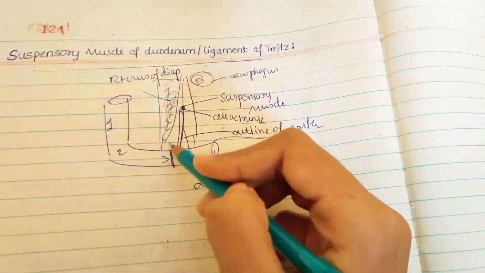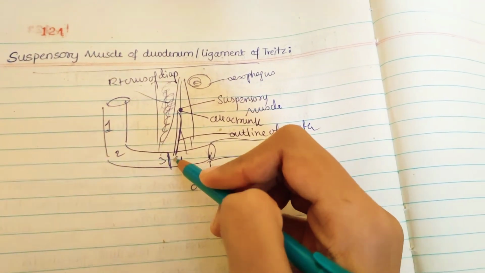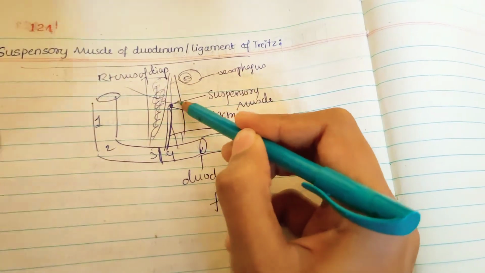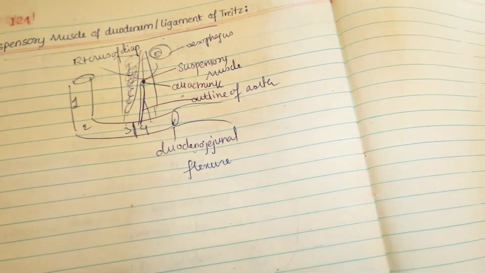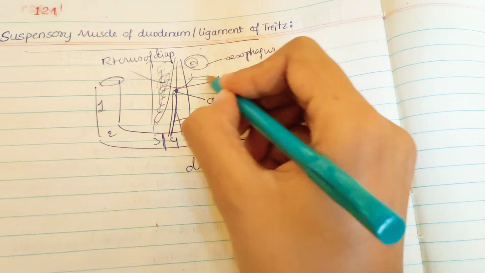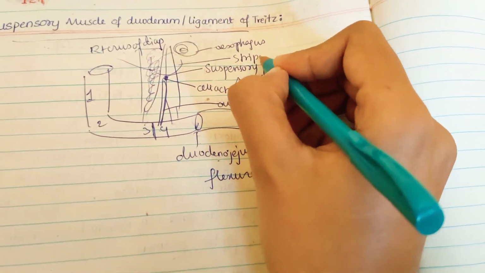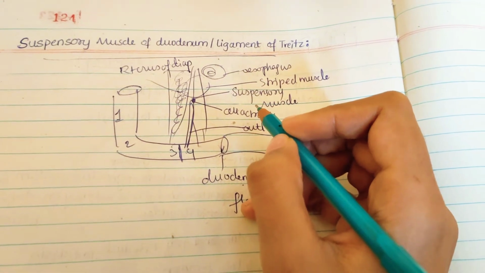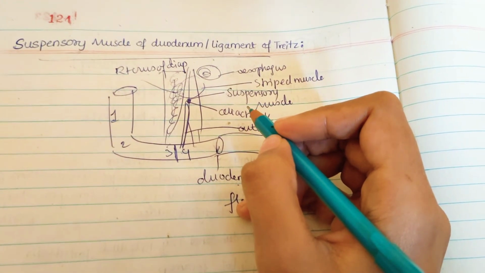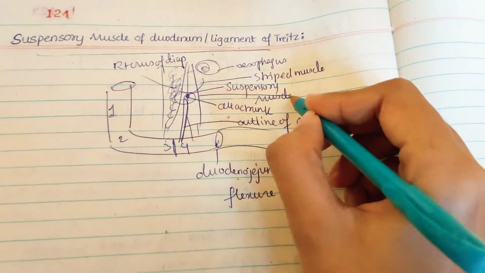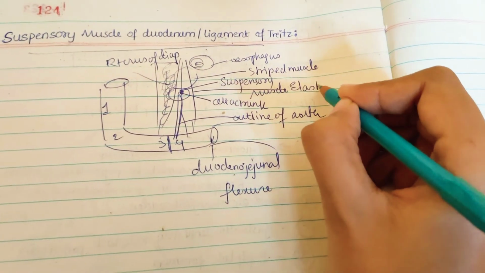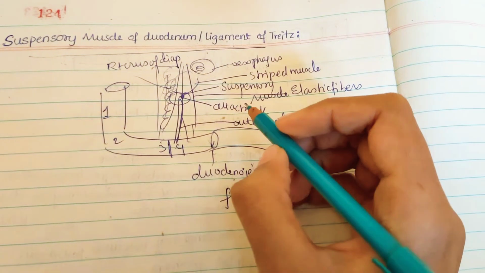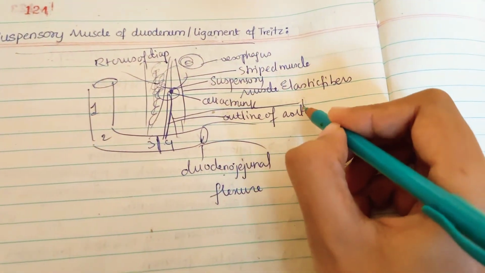So this muscle is attached to the third and fourth part of the duodenum, and it is mainly made up of striped muscle fibers in the upper part. It has elastic fibers in the middle part, and next in the lower part it has plain muscle.